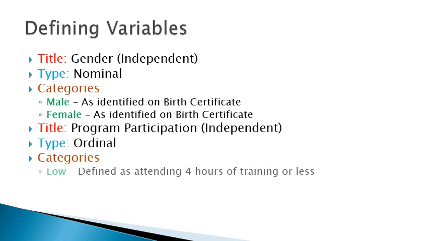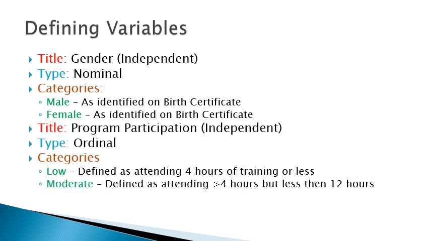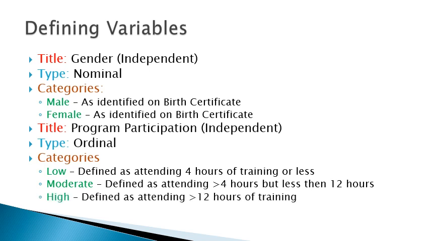If it's ordinal, I know I have to have categories. I'm going to say it's going to be low, moderate, and high. Low, I would define as attending 4 hours of training or less. Moderate is defined as attending more than 4 hours, but less than 12 hours. High is defined as attending more than 12 hours of training. You can do this any way you want, but it has to be specific.